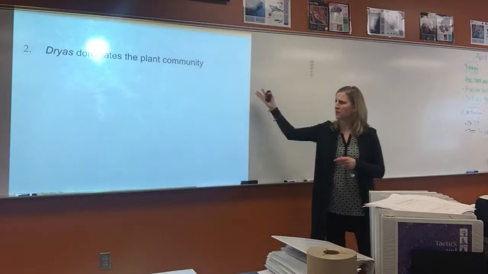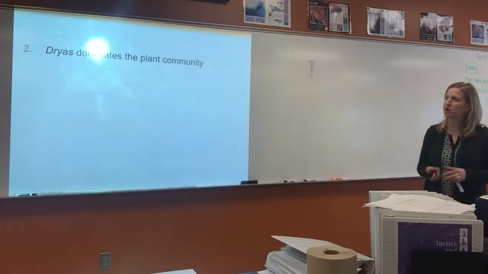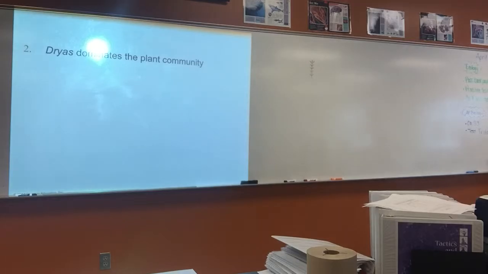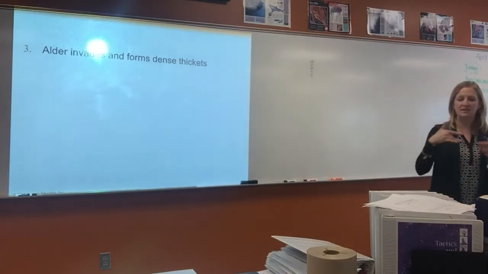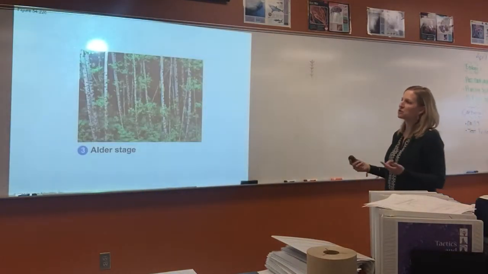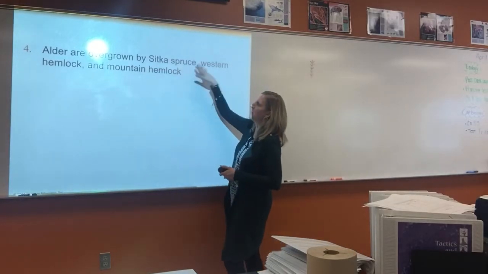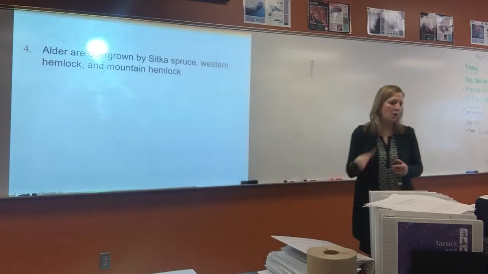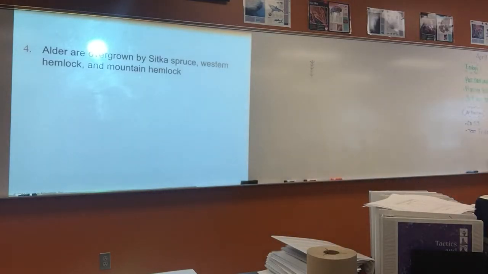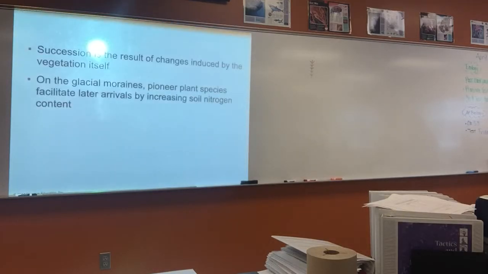So step 2, that picture we just looked at, the dryas is a little bit bigger plant. It will dominate. And then the alder invades and forms dense thickets, and then we get our larger trees. The alder are overgrown, and therefore they don't get enough sunlight because of the larger trees, the spruce, the hemlocks, and so on. And so that's the pattern of succession. The type of species varies. This is just what happened in Glacier Bay, but overall we go from smaller to larger plants. And let's look at why that is.